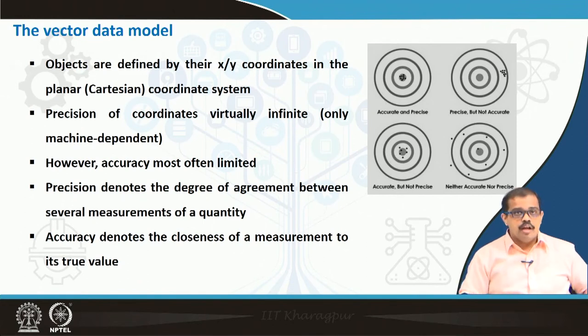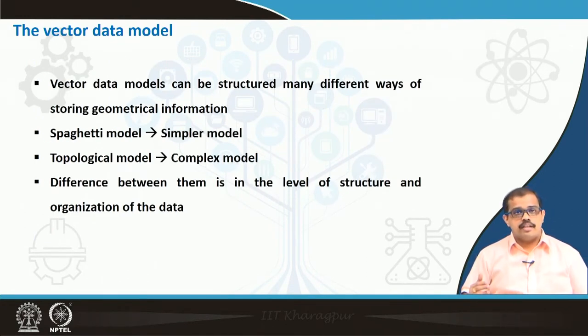Okay. So, when you look at vector data models, they can be structured in many different ways of storing geometrical information. You have two types of vector data model. One is the spaghetti model. The spaghetti model is quite a simple model in terms of representation, whereas the topological model is quite complex, and the way the data has to be represented is extremely complex. So, the difference between them is in the level of structure and organization of data, how the data is structured and how the data is organized. That is the difference between these two types of models.